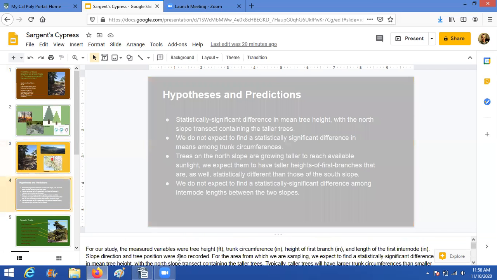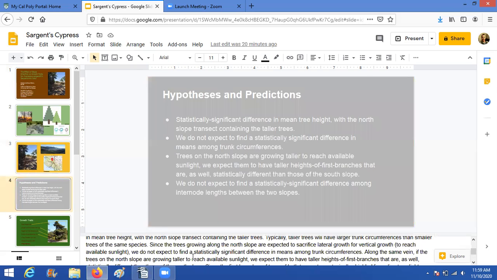Hypotheses and predictions. For the study, the measured variables were tree height in feet, trunk circumference in inches, height of first branch in inches, and length of the first internode in inches. Slope direction and tree position were also recorded. For the area from which we are sampling, we expect to find a statistically significant difference in mean tree height, with the north slope transect containing taller trees. Typically, taller trees will have larger trunk circumferences than the smaller trees of the same species. Since the trees growing along the north slope are expected to sacrifice lateral growth for vertical growth to reach available sunlight, we do not expect to find a statistically significant difference in means among trunk circumferences.